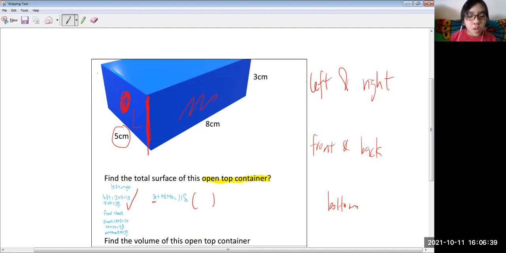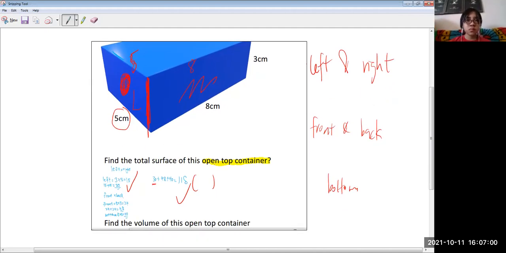Front and back. This is the front, then the other one is the back. Then the top is also 8, then it's also 3. Where got? Oh, this is 5, not 3. Okay, so just one of them. Okay, good. So total surface done.